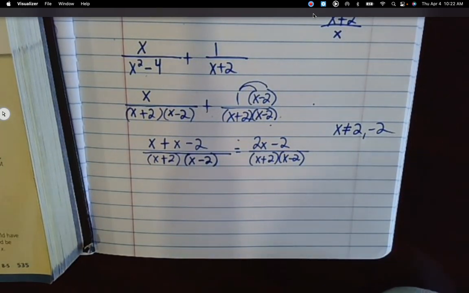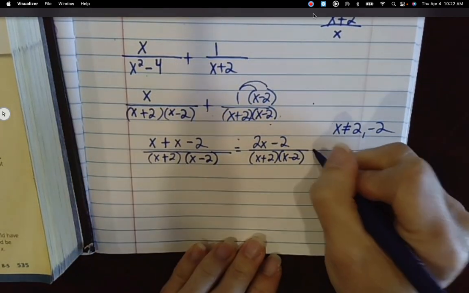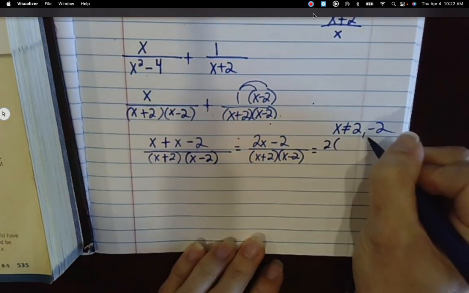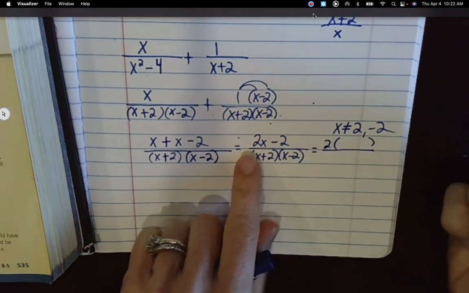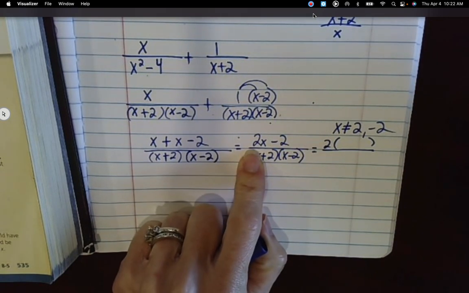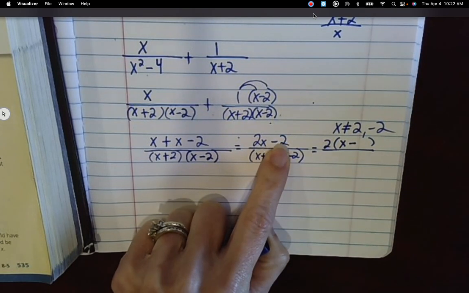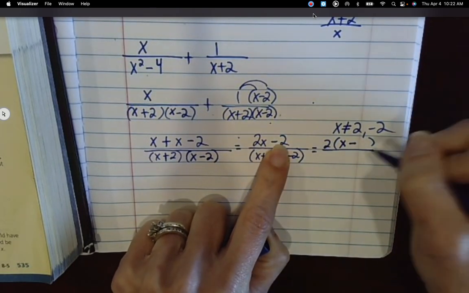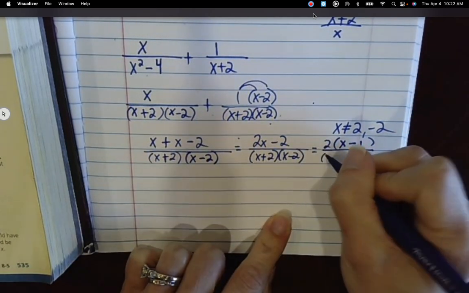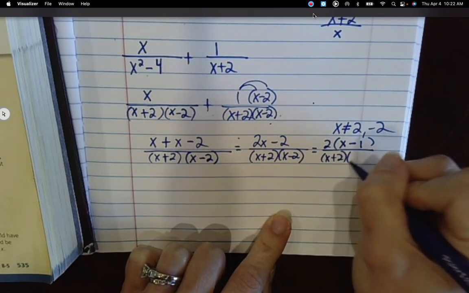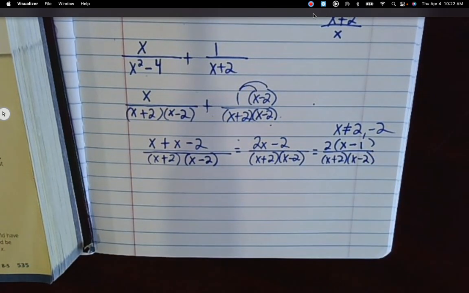Now, does anybody see anything in the numerator that could be simplified or factored out? A 2. They both have a 2. Do y'all see that? So I would just divide both of those things by 2. What's 2x divided by 2? X. Bring down my minus sign. What's 2 divided by 2? 1. And then, oh, I still don't have anything that matches though. So that's it. That's your answer.